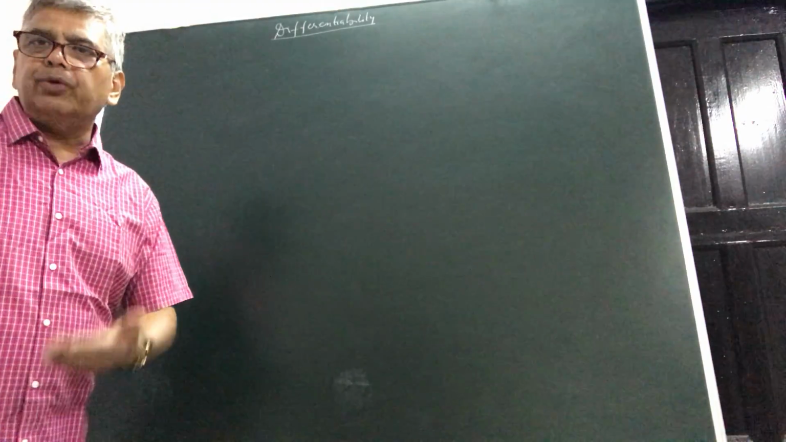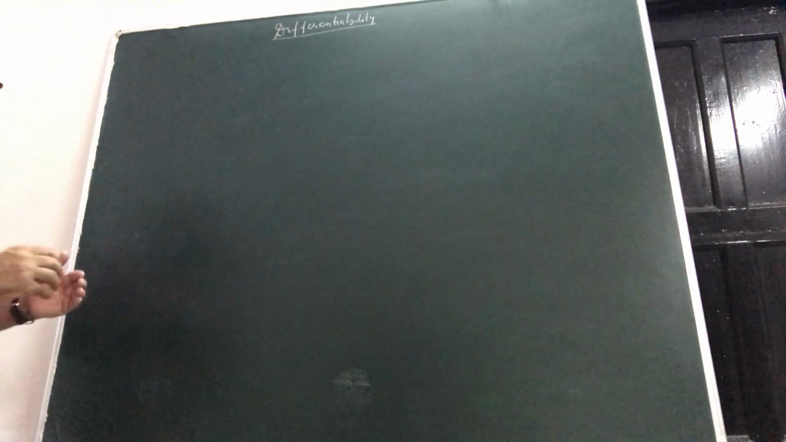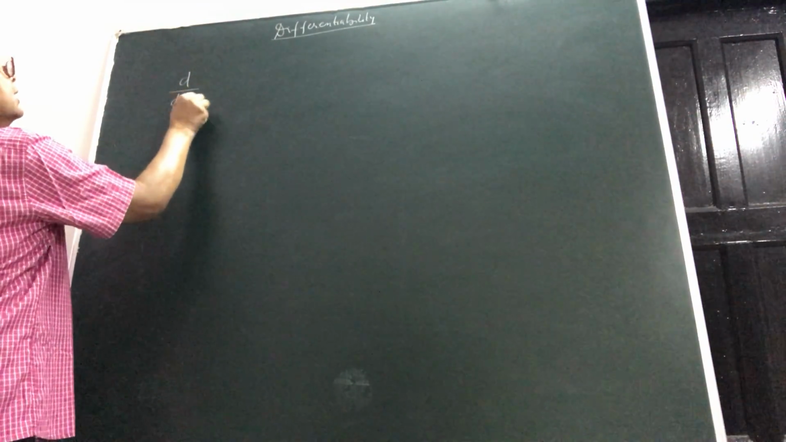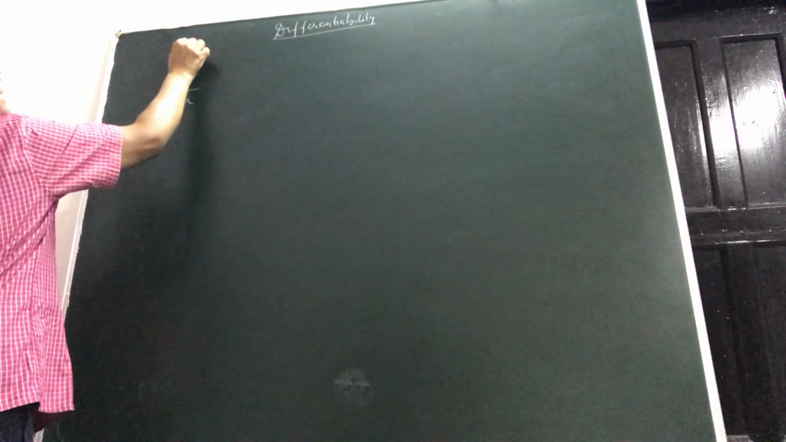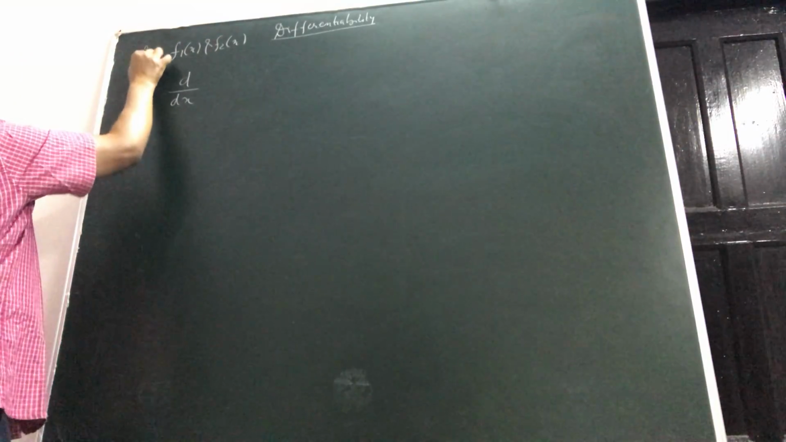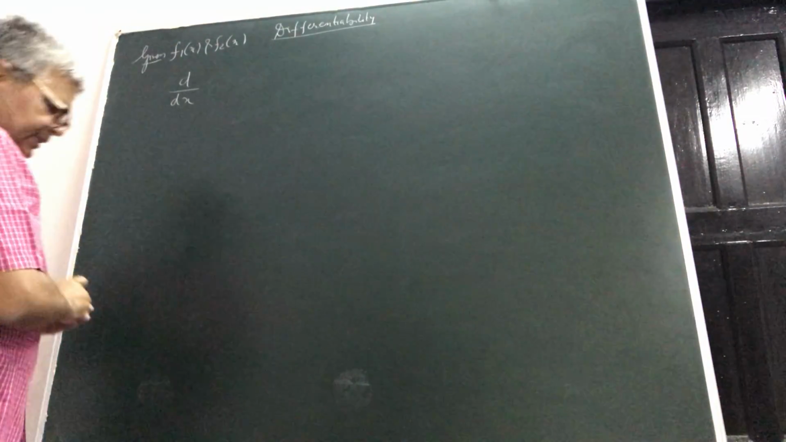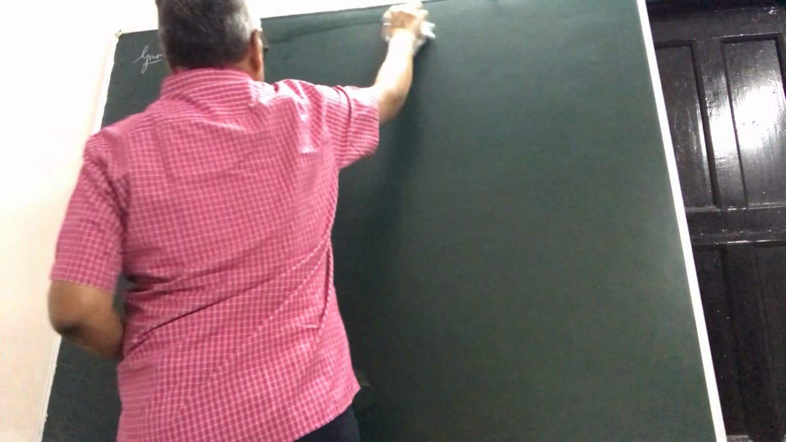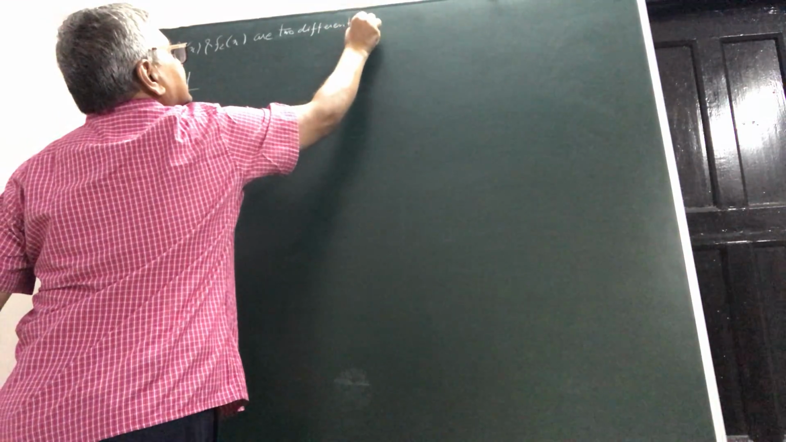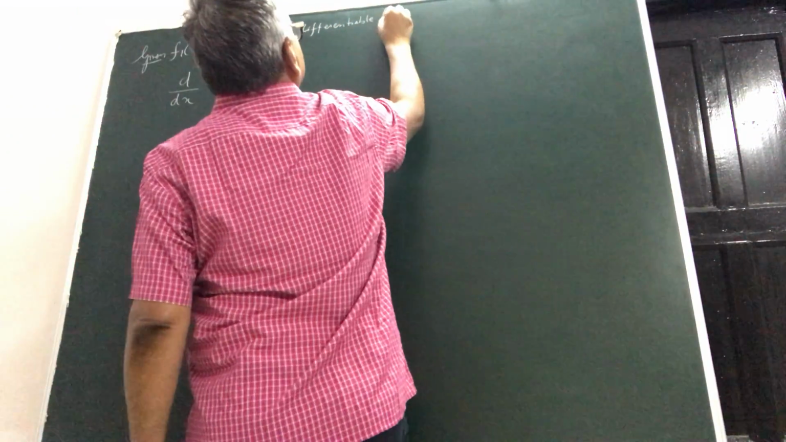The first thing which I would like to do will be to give you the proof of the quotient rule. That is, if f1(x) and f2(x) are two differentiable functions, it is given that f1(x) and f2(x) are two differentiable functions.